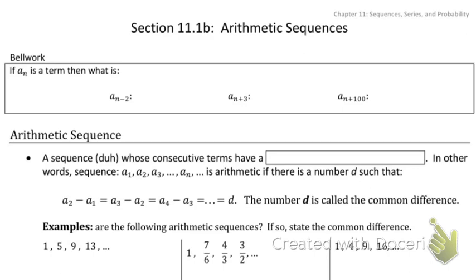So sometimes it's just easy to look at this stuff and go, okay, if a sub n is the term, subtracting 2 from it would be two terms less, so that would just be two terms before. Well, if n minus 2 would be two terms before, what would n plus 3 be then? What would n plus 3 be? It'd be 3 terms after.